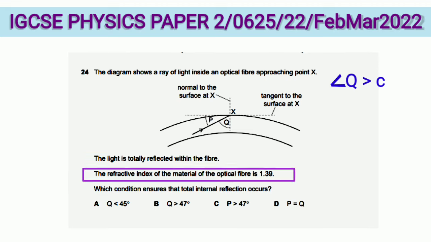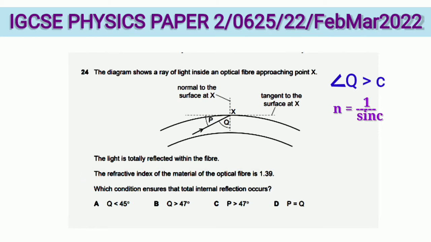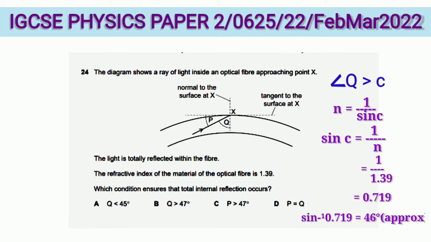So refractive index is 1 by sine of critical angle, or we can say sine of critical angle is 1 by n, that is 1 by 1.39, which comes to 0.719. Sine inverse of 0.719 is approximately 46 degrees. So angle Q has to be greater than critical angle, which is 46 degrees.